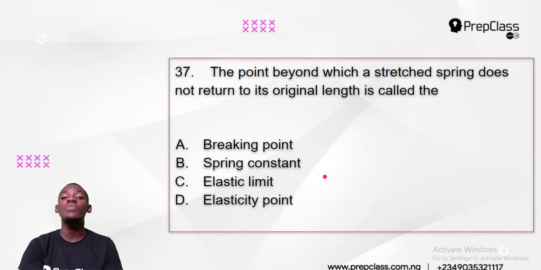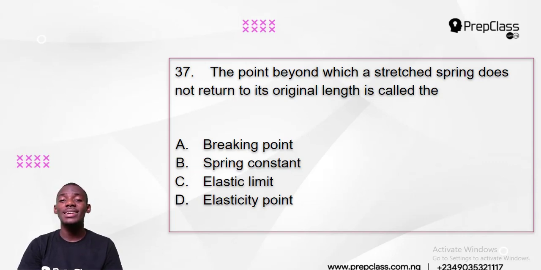Now the point beyond which a stretched spring does not return to its original length is called what? Do you know the answer? When you begin to stretch a spring, or you have a rubber and you begin to stretch it, the point where it will not go back to its normal shape is what? That means the point where if you release it, it will not form back its normal shape. Is it the breaking point, or the spring constant, or the elastic limit? Is it the elasticity point?